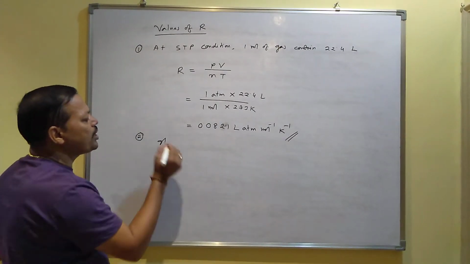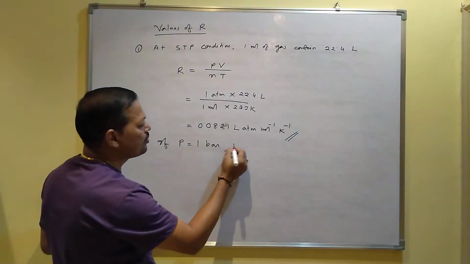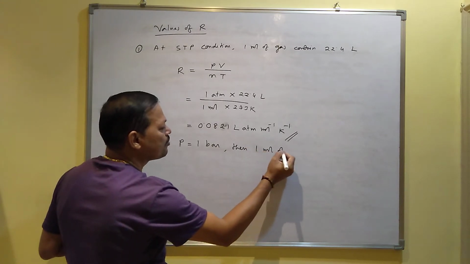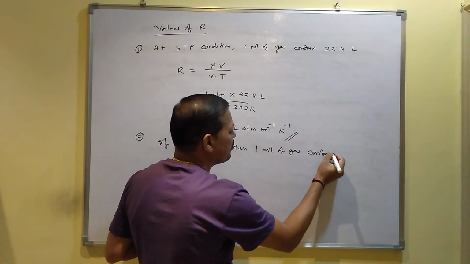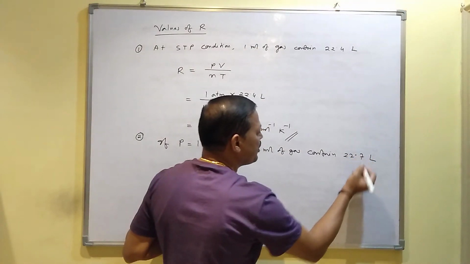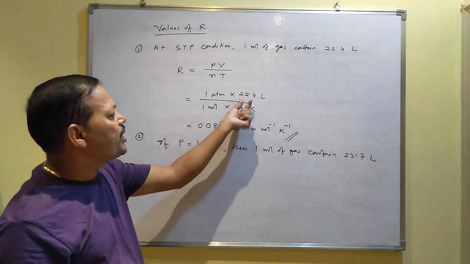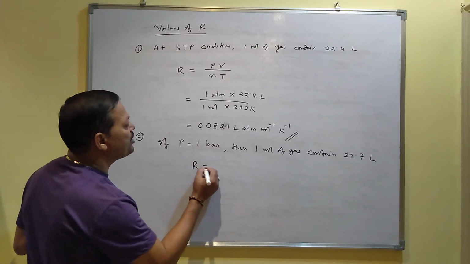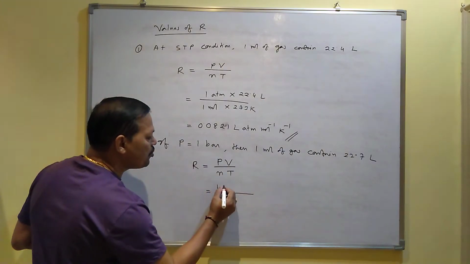If instead of 1 atmosphere, you consider pressure as 1 bar, then 1 mole of gas, as I told you yesterday, contains 22.7 liter. Instead of 1 atmosphere, when you consider the pressure as 1 bar, then 1 mole of gas always contains 22.7 liter. So when you put the value in terms of bar, R is equal to PV by nT. So pressure you have to consider 1 bar.